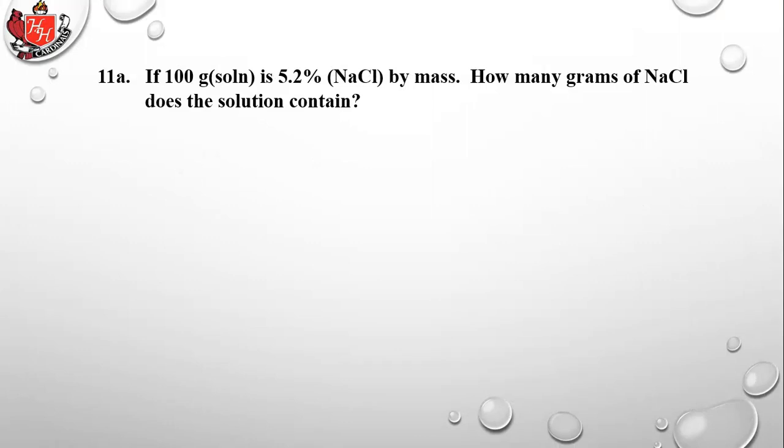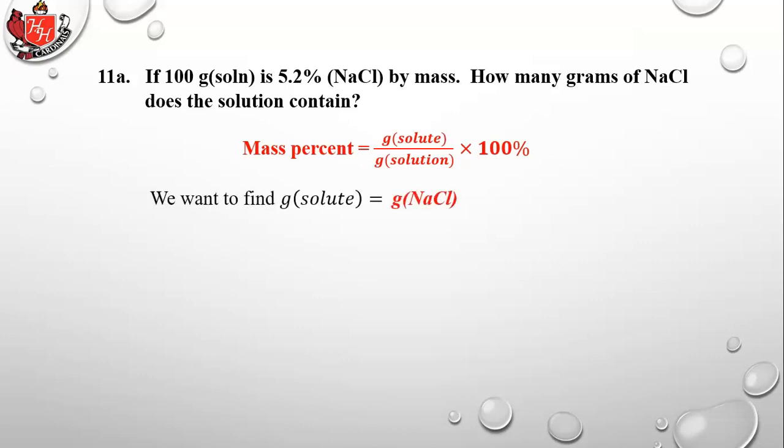If 100 grams of solution is 5.2% NaCl by mass, how many grams of NaCl does the solution contain? All right, so this is one of these problems where I told you that if you're given a mass percent in a problem, you just assume that you're going to use 100 grams of the solution and then figure out how much of the solute, in this case NaCl, that you have. So there's the formula for mass percent. We've seen it before. So we want to find grams of solute. That's what's in the numerator of that fraction.